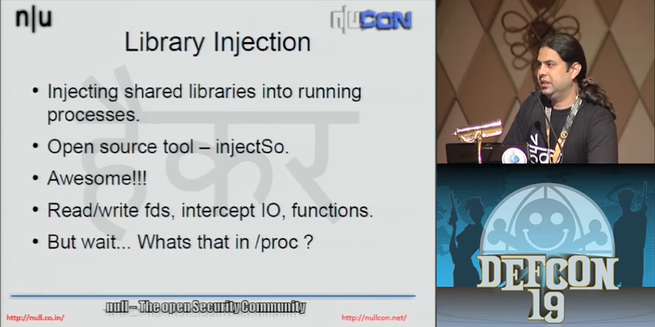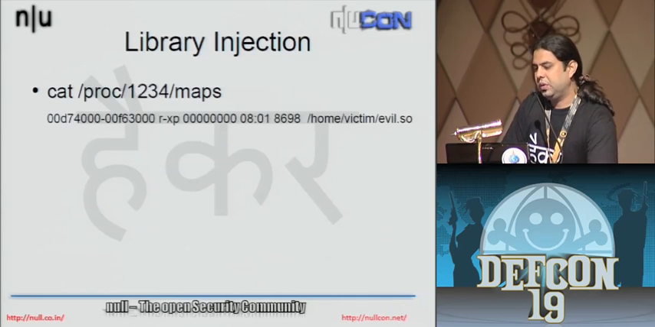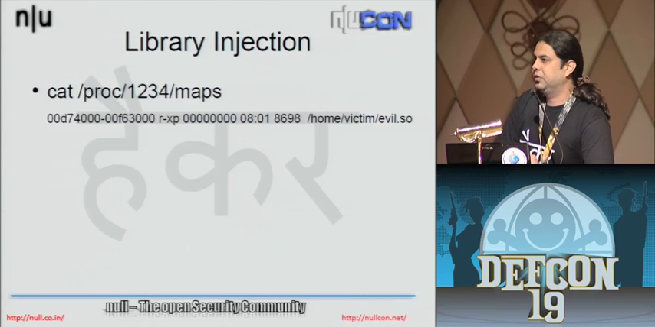Now the problem with this is you can see the library, or the shared object that has been loaded into the process, if you go and view the maps file.